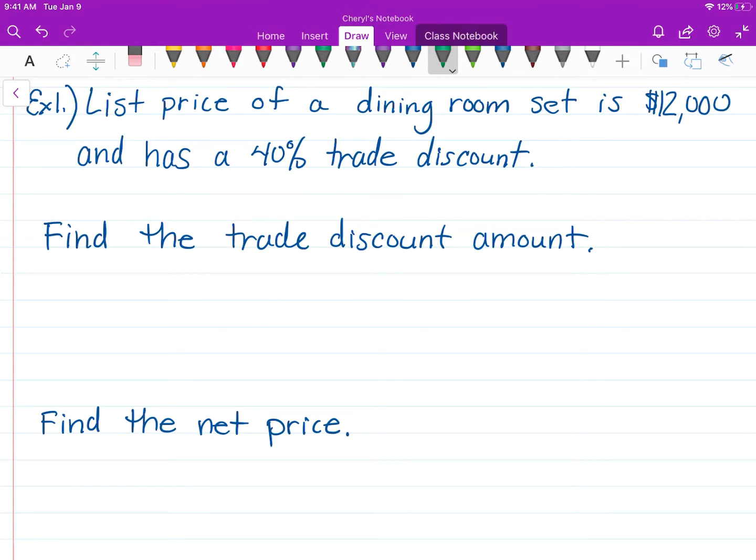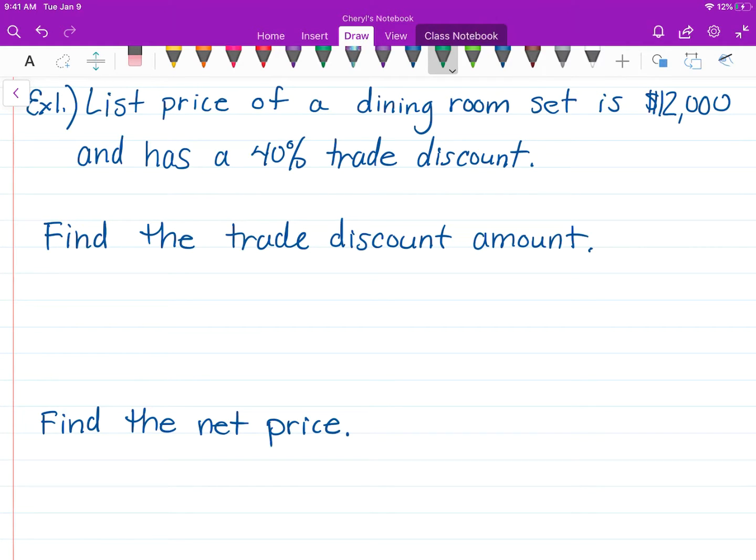Okay, in this video, we're going to talk about list price, trade discount, and chain discounts. Those are the big topics. The list price is the suggested retail price. Trade discounts are discounts that the sellers give the buyers. The first thing we're going to do is read this word problem and find the trade discount amount.